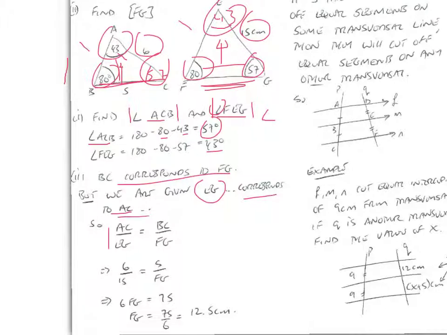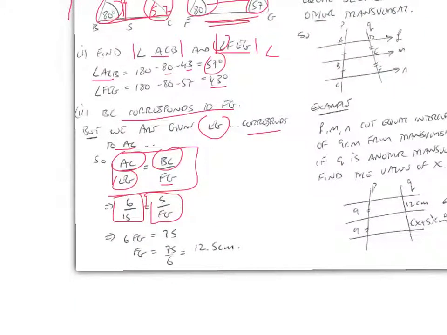So we can just use AC over EG, because we know both of those, is equal to BC, and we know that over FG, which we're looking for. So 6 over 15 is equal to 5 over FG. So cross multiply then, 6 times FG is equal to 5 times 15, which is 75. So if you divide both sides by 6, you get FG is equal to 75 over 6, which is 12.5 centimeters.